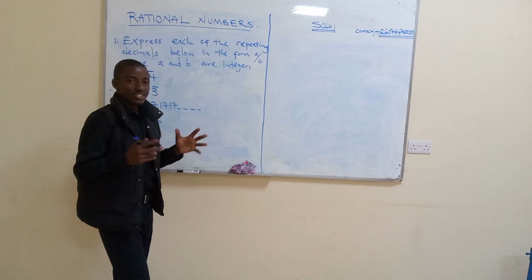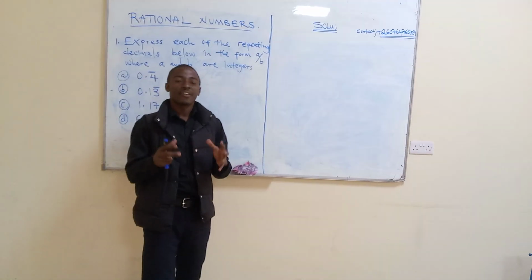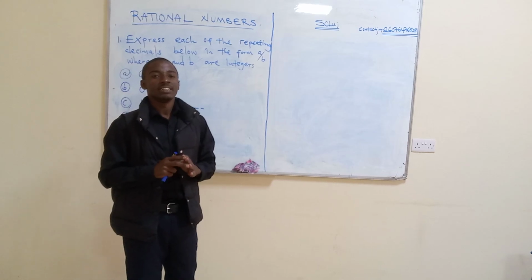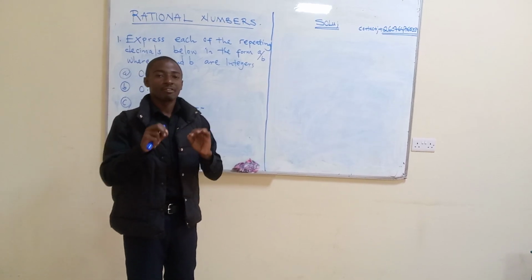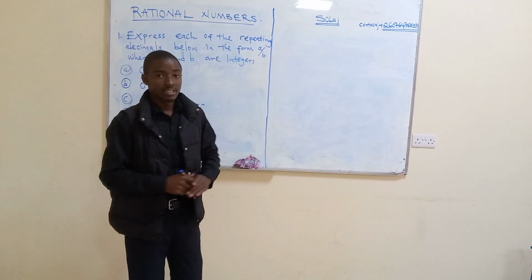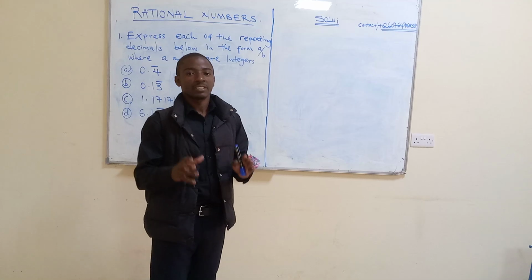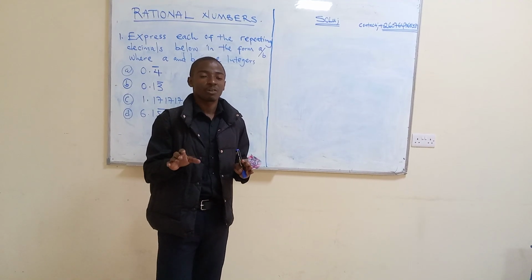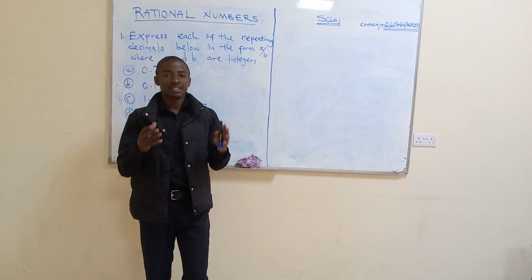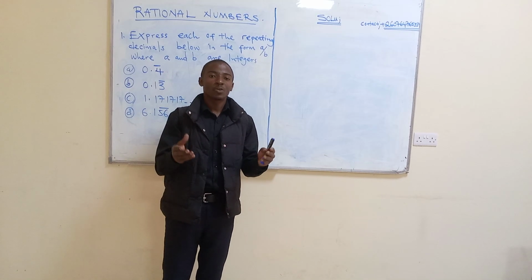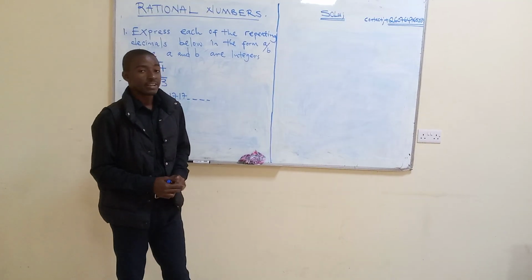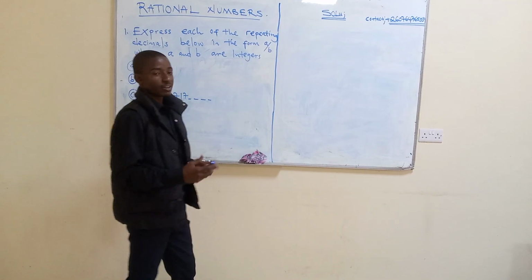Rational numbers are numbers that can be expressed as a fraction, in the form of a over b. And these same rational numbers can be represented in the form of a decimal. We have two types of decimals: terminating decimals and repeating decimals.